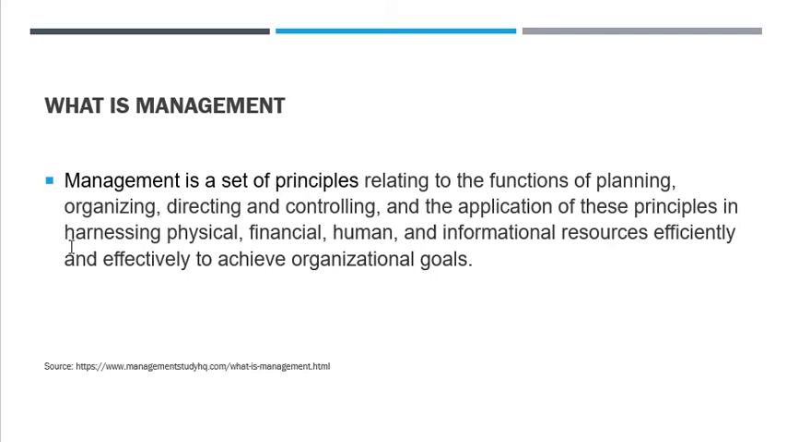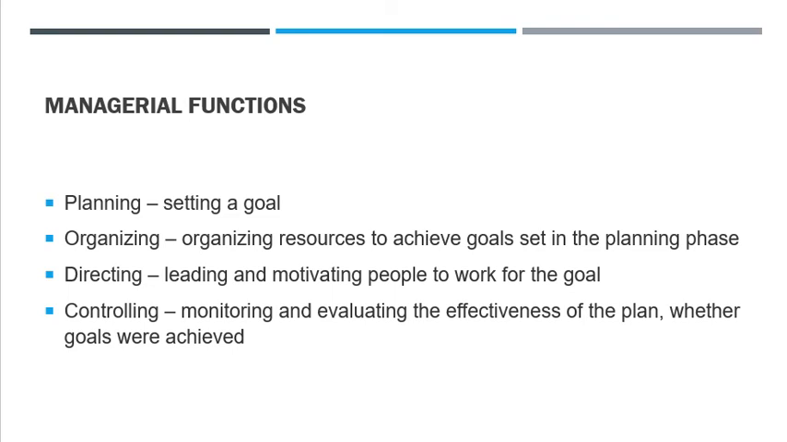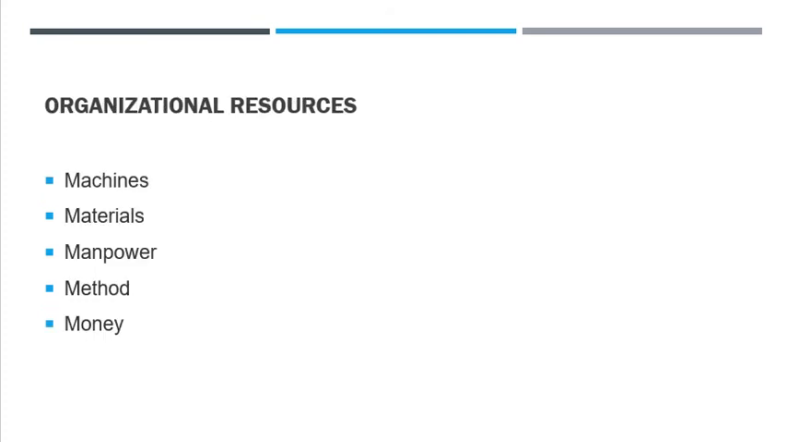Okay? So let's try to dissect that definition. From this definition, we can extract that management has functions. What are those functions? Planning, organizing, directing, and controlling. And that these functions make use of organizational resources. What are those? So machines, materials, manpower, method, money. And some authors expanded this to 7 or 8 resources, but you get the gist.